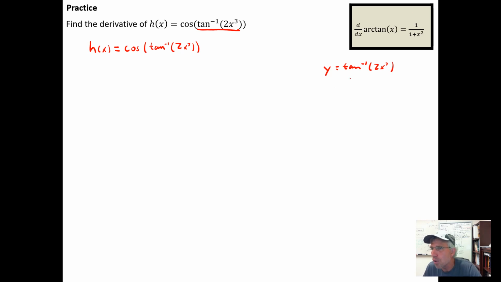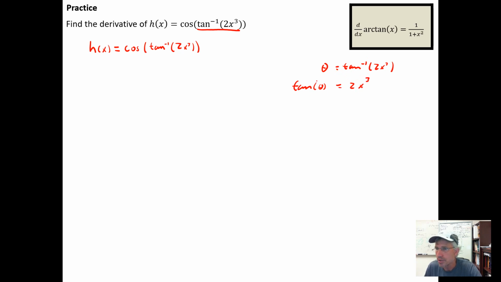In fact, the output for an inverse tangent function is an angle. So let's even call it theta. Theta equals the tangent inverse of 2x cubed. This is an angle. And then if we take the tangent of both sides, we get the tangent of that angle theta needs to equal tangent of tangent inverse will cancel, so we'll get 2x cubed.